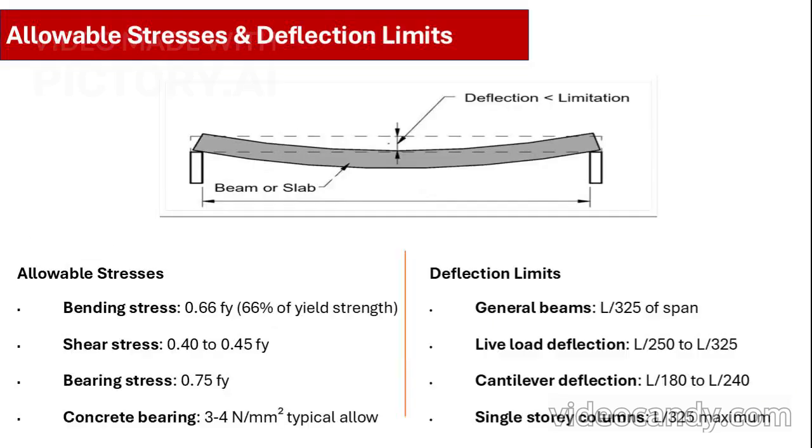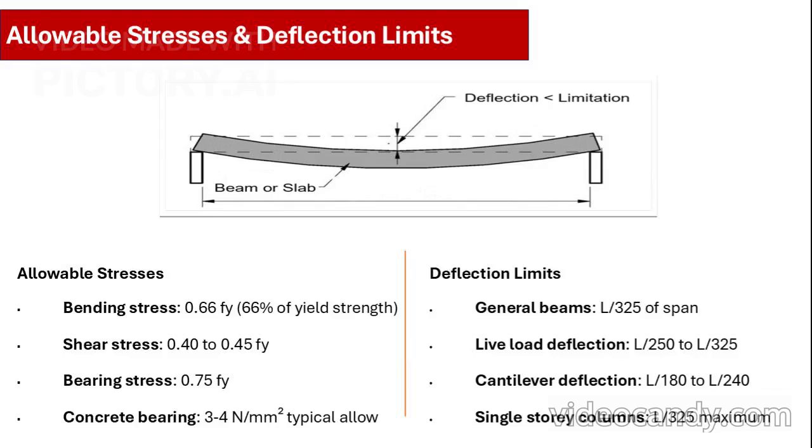In structural steel design, allowable bending stress is limited to 0.665, ensuring members don't yield under service loads. Shear stress is typically limited to 0.40 to 0.455, and bearing stress is capped at 0.755 for safety. For concrete and bearing, a typical allowable stress is 3 to 4 Newton per square millimeter.